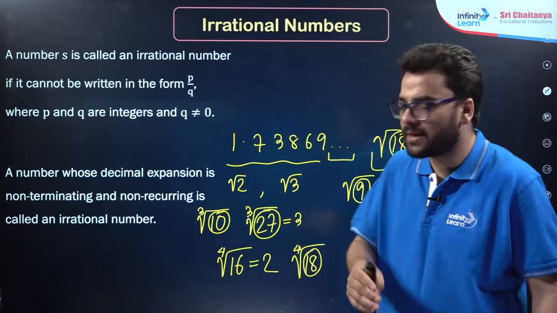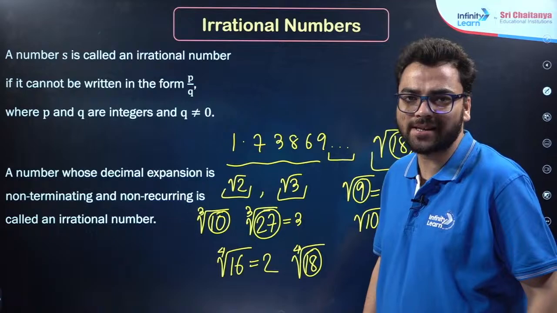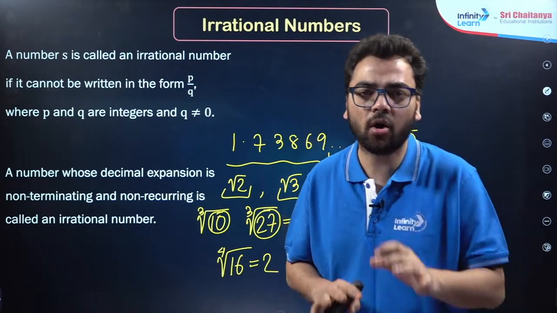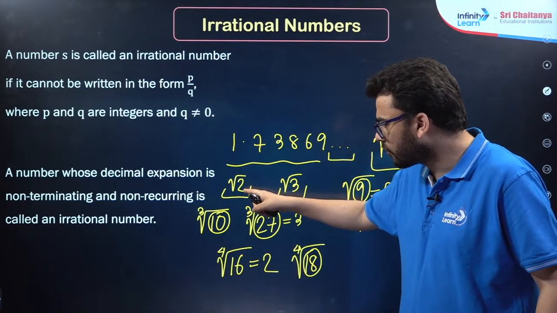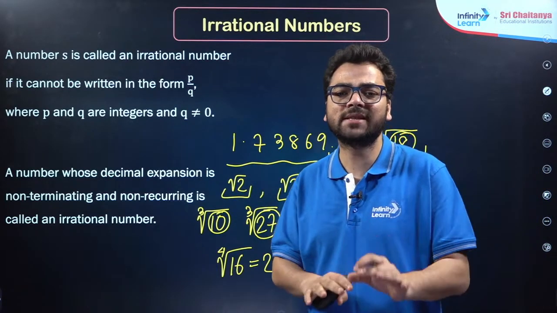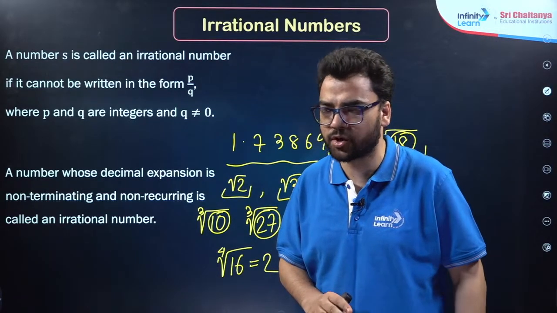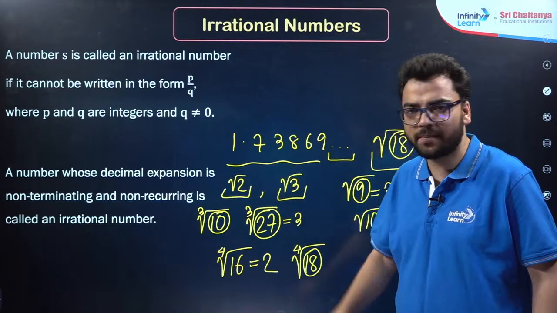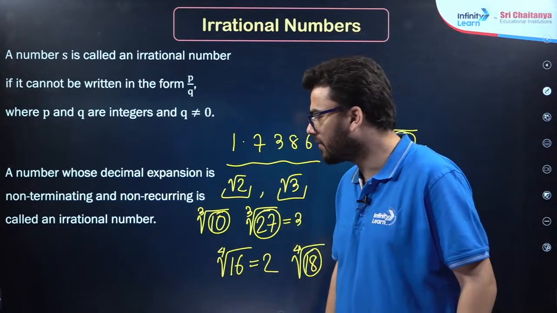Now you might ask why root 2 is irrational. That we will prove. But there is one more simple way to understand. You have studied the long division method to find square root in grade 8, yes or no? So when you find the square root of 2 or of 3 using the long division method, you will see that it has a non-terminating, non-repeating decimal representation. That is one way to understand it. I hope that one is clear.